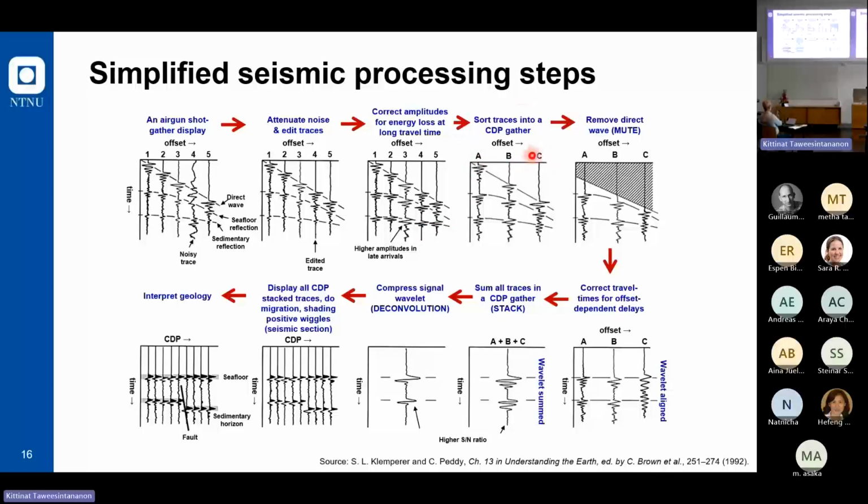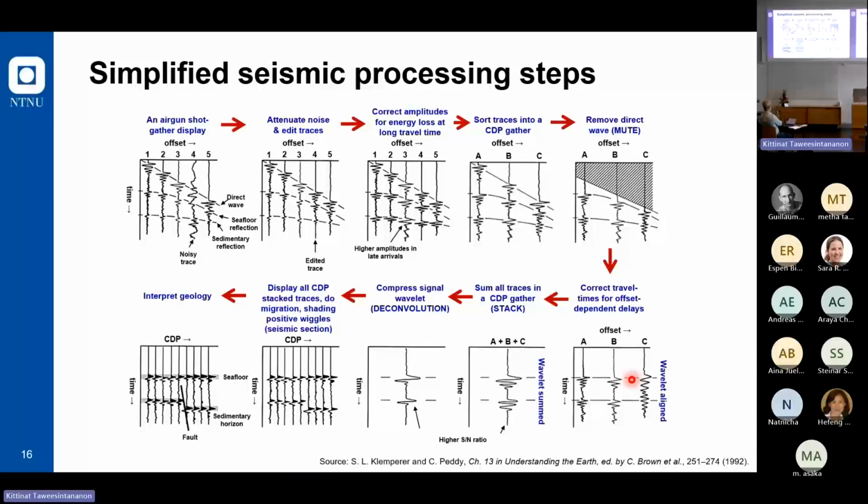And then we sort it to CMP gather, or it's called CDP gather sometimes. So we select some trace and sort it to CMP gather. And then we remove the direct wave. We correct the travel time of the offset dependent delay.